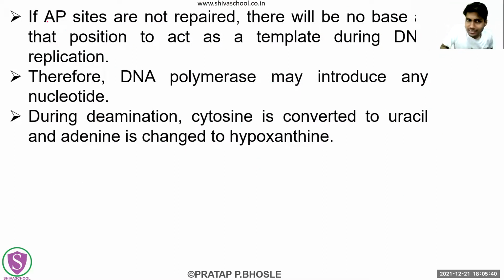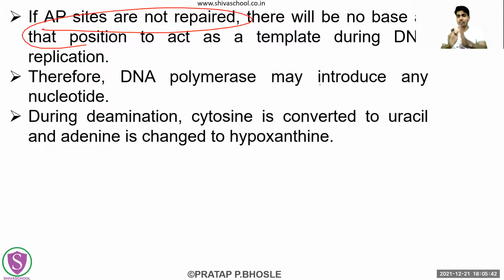Now these apurinic sites will obviously need to be repaired. The cellular machineries will repair that apurinic site and add the purine again. But imagine there may be millions or trillions of such instances in the DNA. At that time, if those apurinic sites are not repaired, then there will be no base at that position, no nucleotide at all, on that DNA strand.